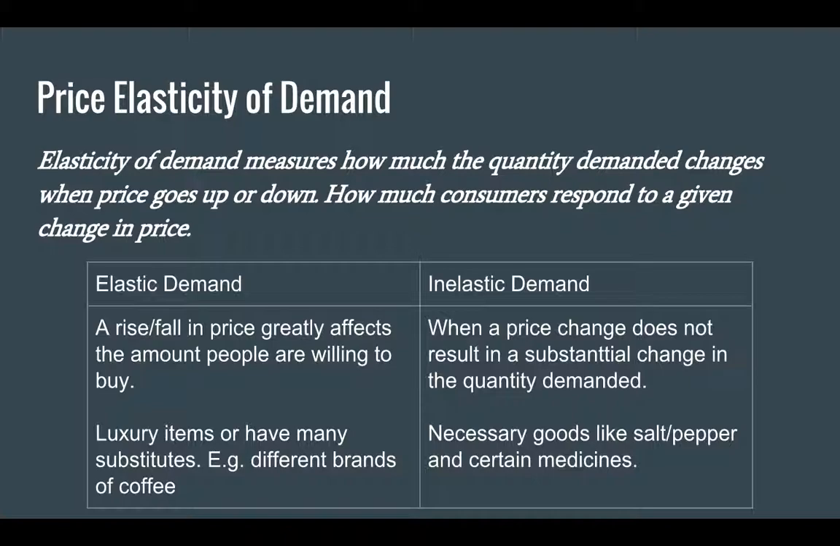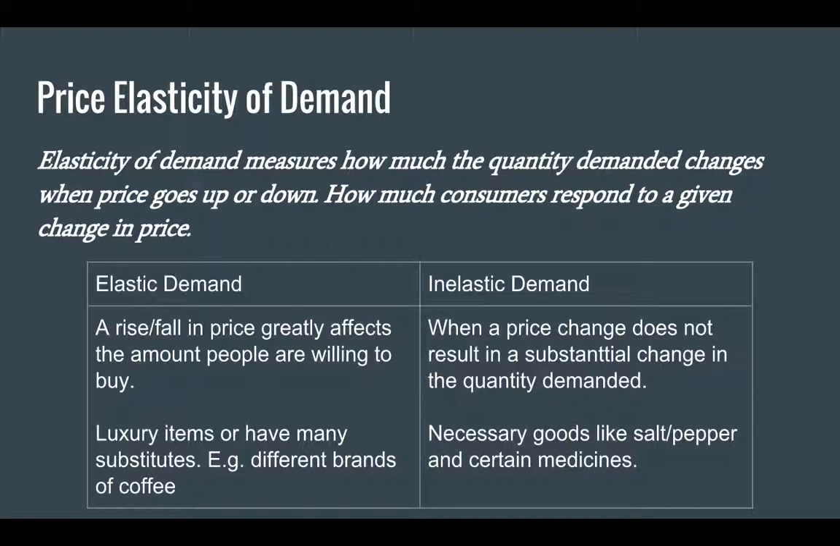So an elastic demand is a rise or fall in price that greatly affects the amount that people are willing to buy. Think about the brownie example, right? Brownies are kind of a nice luxury. If brownies went up to $10, you would just go without brownies and be okay, because the demand for the brownies would decrease and maybe you would go find your brownies elsewhere. The brownies here are really delicious, but maybe you could find a comparable brownie somewhere else for a lot cheaper. Okay?